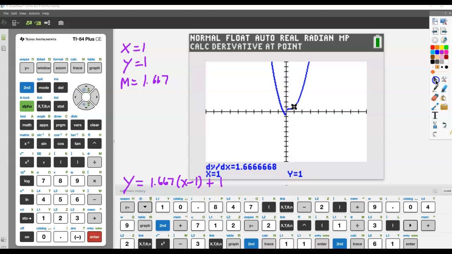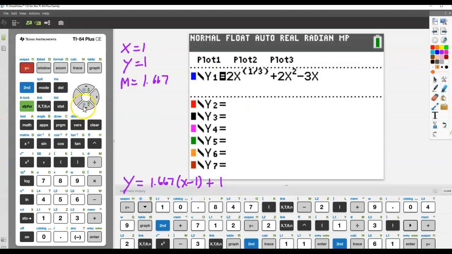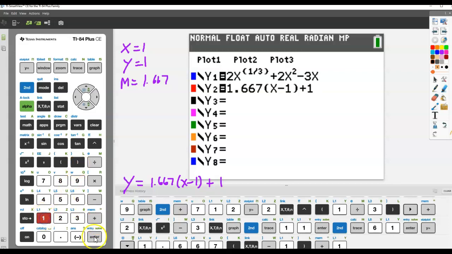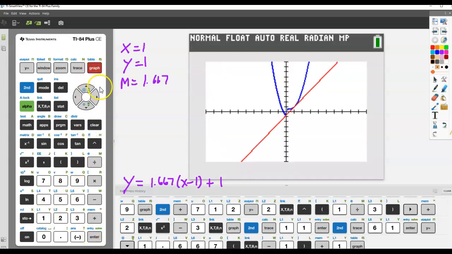And so let's go ahead and graph the equation of the tangent line. So we're going to push y equals. We're going to go down to the next equation, and we're going to type that in, 1.667 parentheses x minus 1 plus 1, and then graph.